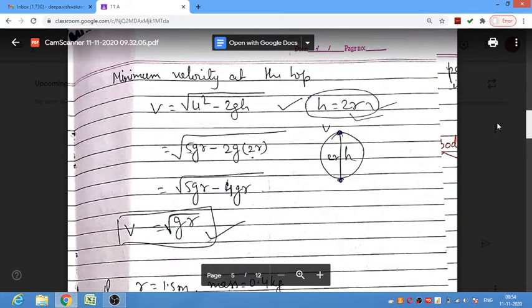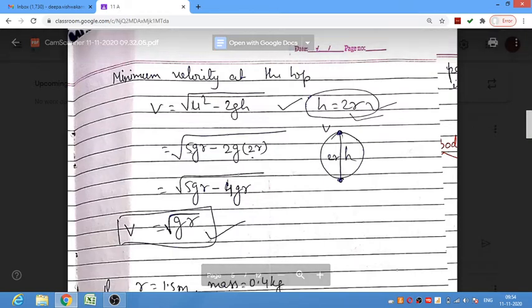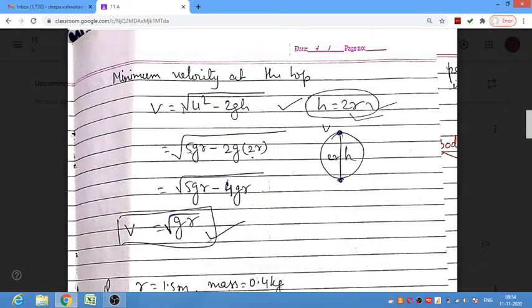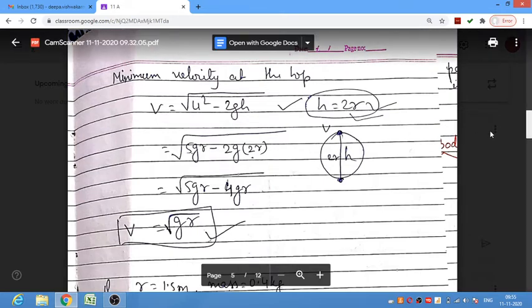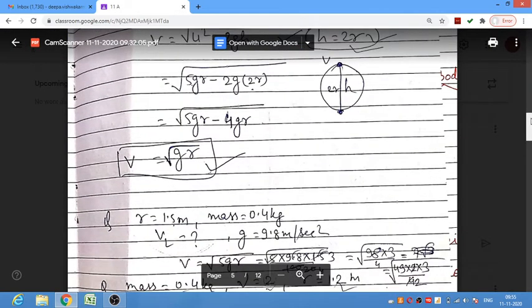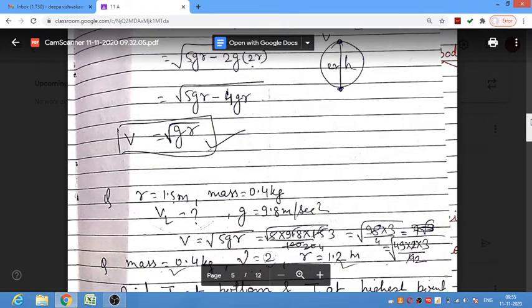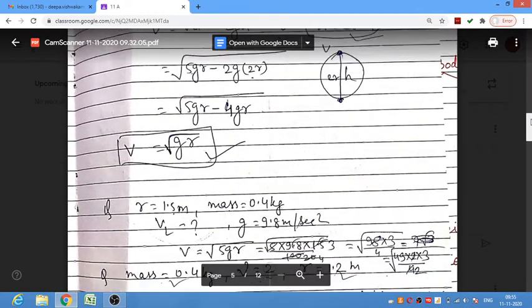Now, minimum velocity at the top. We know the velocity at any point is under root u square minus 2gs. So with u equal to under root 5gr, this is 5gr minus 2g times h, and h is equal to 2r. So the minimum velocity at the top will be v equal to under root gr. This is the velocity at the highest point, the minimum velocity.